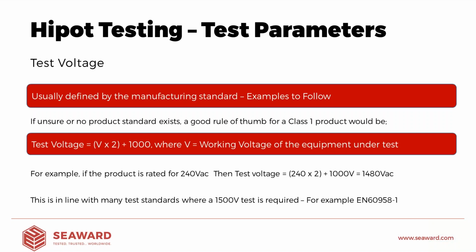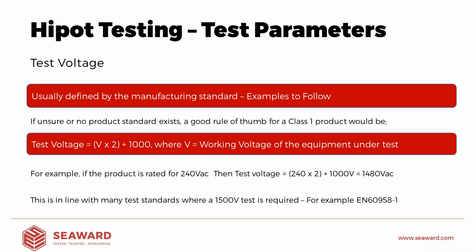However, if you're not sure what voltage, or what product standard you should be following, or if there is no product standard for your particular type of product that you're going to be testing, then there is a rule of thumb that you can follow. That rule of thumb is quite simply your test voltage should be equal to voltage times 2 plus 1,000. The voltage that we're talking about here is the working voltage of the equipment under test. So as you can see in the example, we have a product that's rated for 240 volt operation.